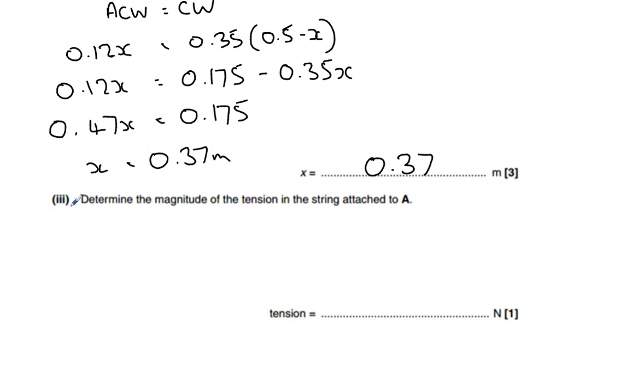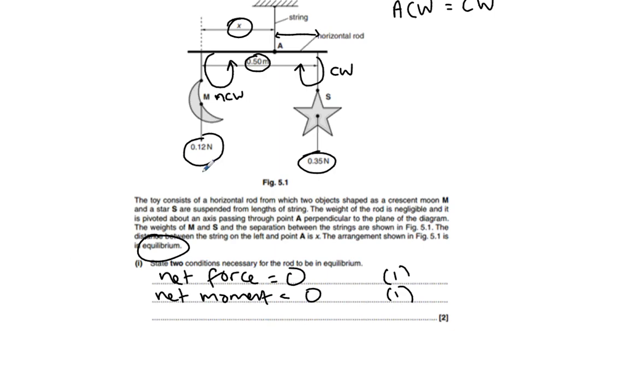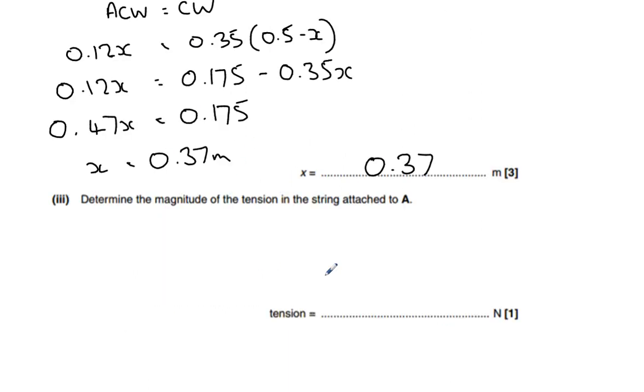Okay, so the last point in this question is determine the magnitude of the tension in the string attached to A. Okay, well, what's going to cause tension in the string? Well, it's going to be the weight of these objects. So all you have to do is simply add the weight of this object to the weight of this object, because that's what's causing the tension, because we're told this rod is massless. So it's just 0.35 plus 0.12, so that's going to be 0.47 newtons.